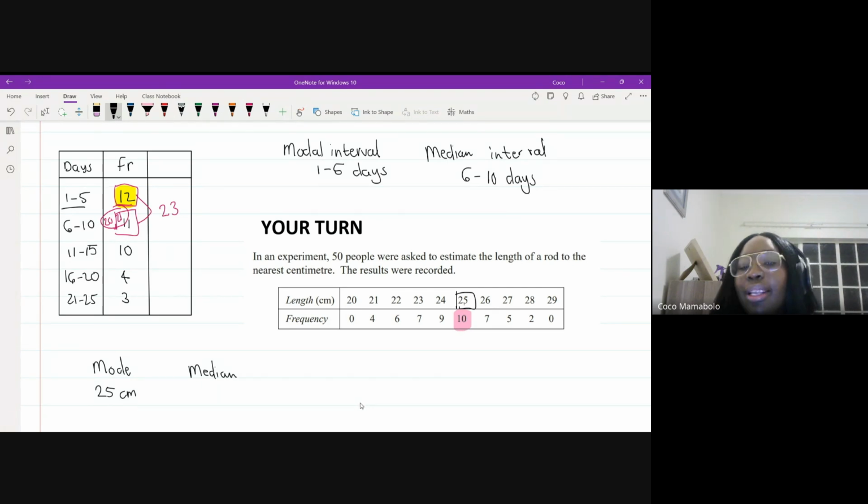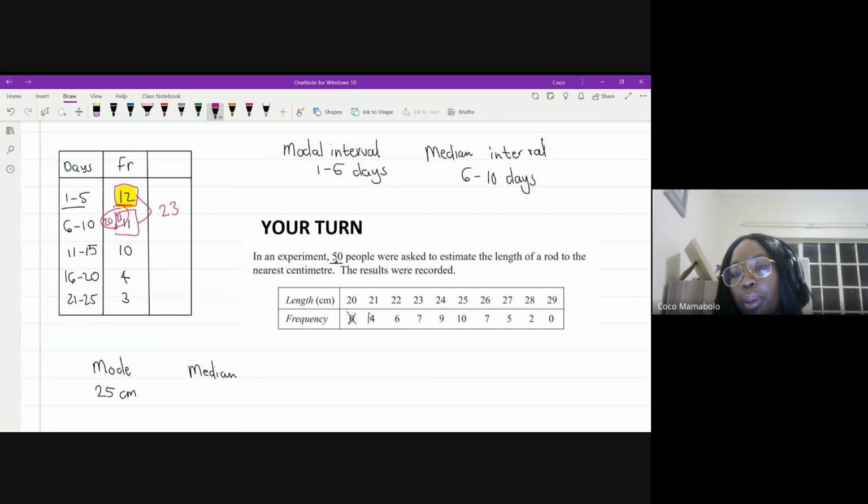Okay, so let's go and find the median. Now, they already tell us here that they surveyed 50 people. So which two positions would give us the people right down in the middle? Correct, Abu. The 25th person and the 26th person. So we're going to go and count. So the zeros don't even count.